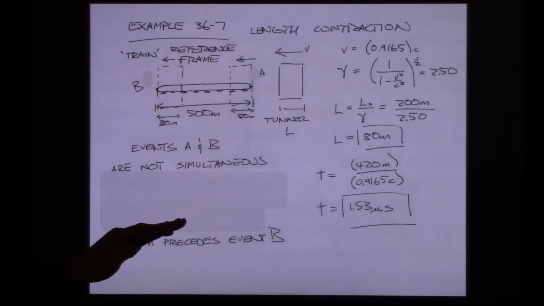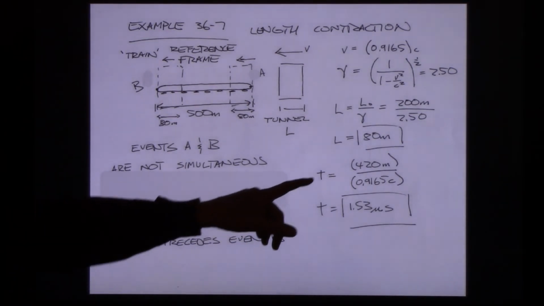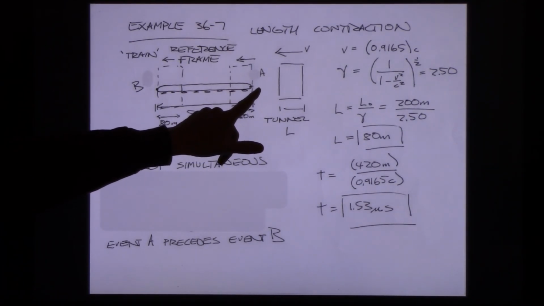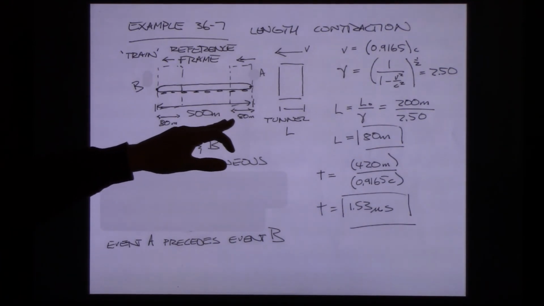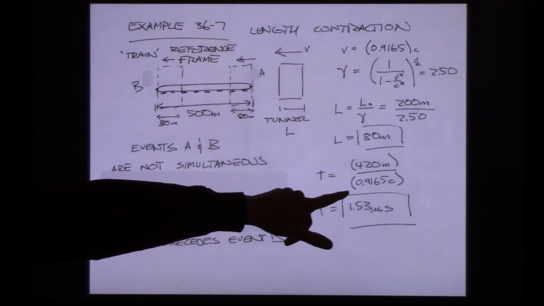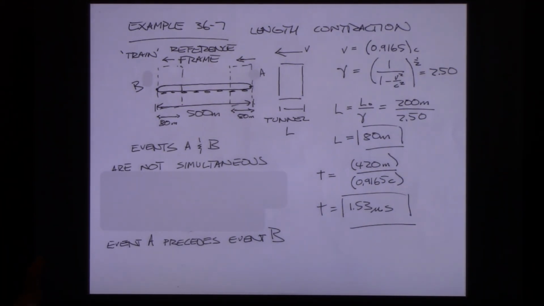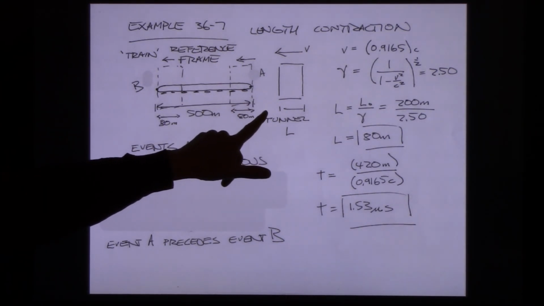So let's see if we can predict how much of a time delay in this reference frame there is between event A and event B. There is 420 meters of distance between when the back of the tunnel first reaches the front of the train until the front of the tunnel reaches the back of the train. I get that by taking the 500 meters and subtracting off the 80-meter length of the tunnel. So in order for that tunnel to have traveled 420 meters at a speed of 0.9165 c, that's going to be a time interval of 1.53 microseconds between the two events. These are the numbers we're getting here. The distance between the events here is 500 meters.